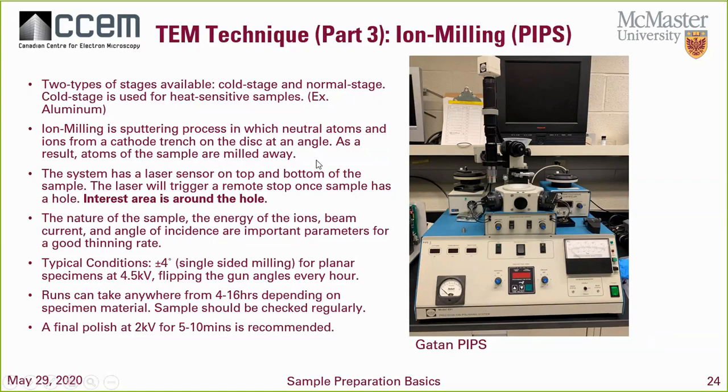Ion milling is a sputtering process in which neutral atoms and ions from a cathode strike the disc at an angle, right? And as a result, atoms of the sample are milled away, right? This system here has a laser and a sensor at the top and the bottom, right? So that when we make a hole, the actual miller will stop, right? The ion mill will stop. The area of interest is the hole, as I mentioned earlier, right? The nature of the sample and the energy of the ion beam, right, are completely dependent, right, on what type of sample you have, right?